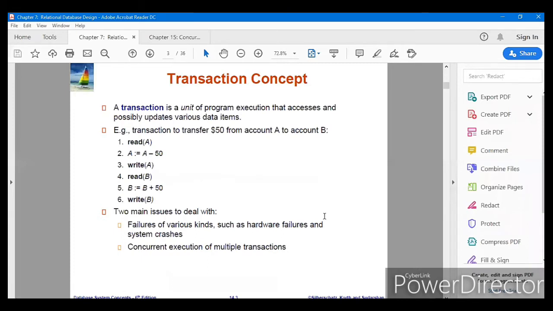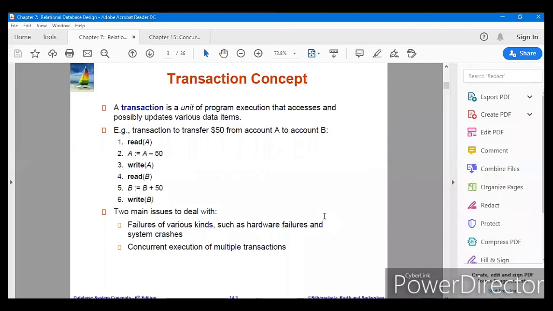What is a transaction? Basically, a transaction is a unit of program execution that accesses and possibly updates various data items. So basically, it is a set of instructions. So this 1 to 6 given here in the example is the set of instructions, and it completes a transaction which indicates a transfer of $50 from account A to account B.